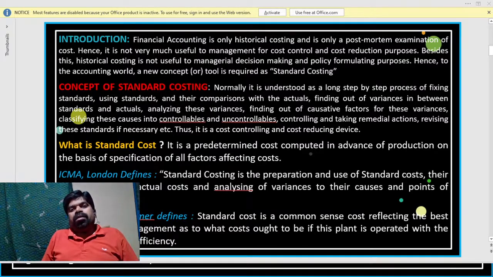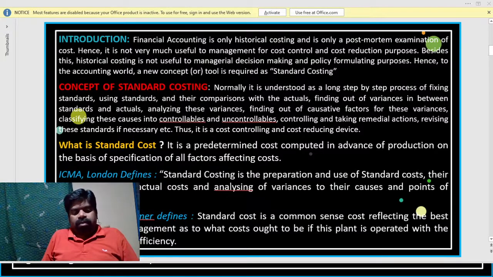Sometimes it may be less than the standard cost, sometimes more than the standard cost. So that's why we have to know it is a continuous process, a routine process. So knowing the cost, calculating the cost, ascertaining the cost in a continuous manner, that is standard costing.